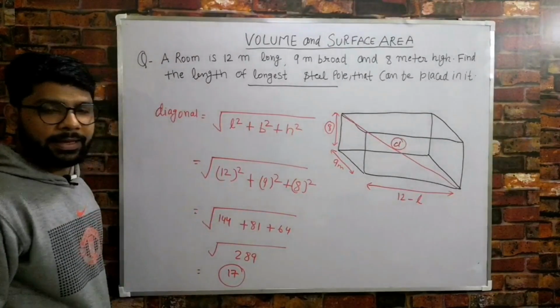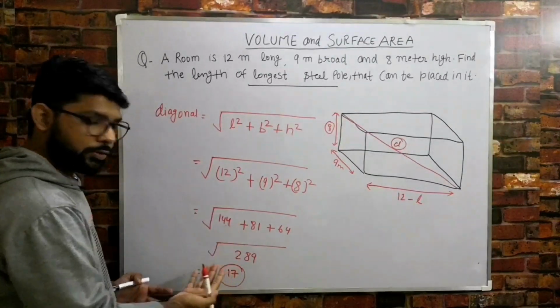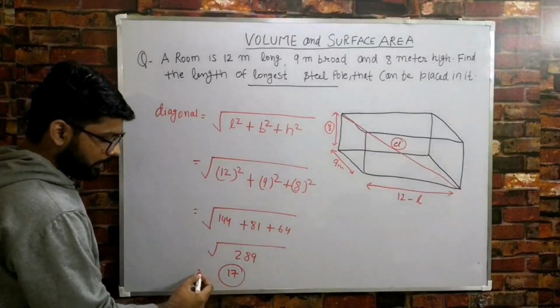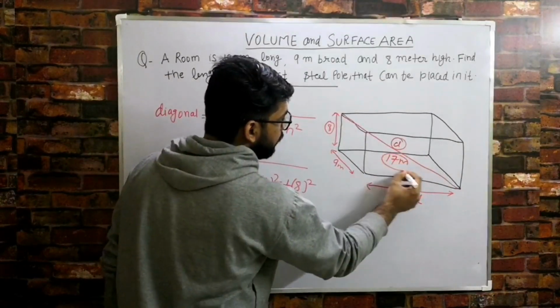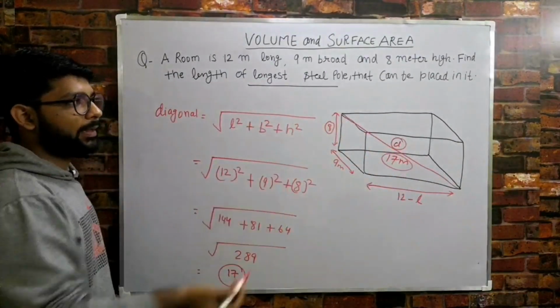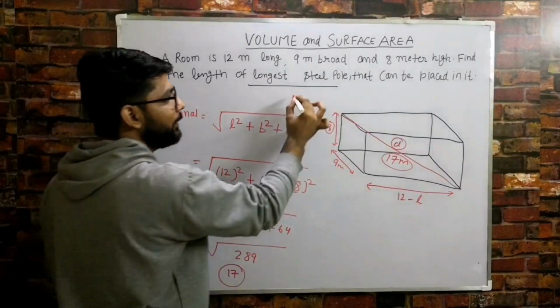So you have to remember all the squares at least till 25. Aapko yaad rakhna hai 25 tak ke square. So you can easily solve the calculation. So the length of the diagonal is 17 meter. So the longest steel panel that can be placed in it is 17 meter.